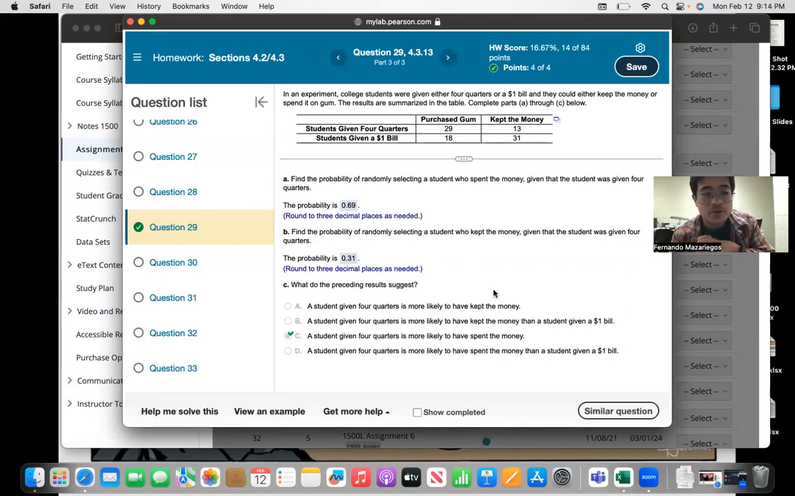And again, notice I mentioned the complement before, because notice that these two are complements. We only have 2 options. They either kept the money or spent the money. So these are complements because they are opposites. So we could have also found this 0.31 by subtracting 1 minus 0.69. You will find that there are a few correct ways of calculating probabilities. So you do the one that you feel the most comfortable with.